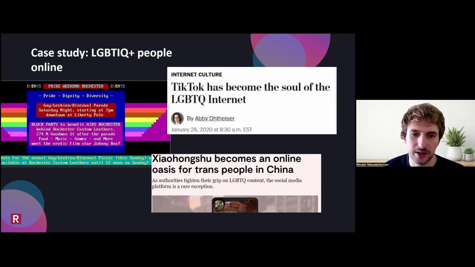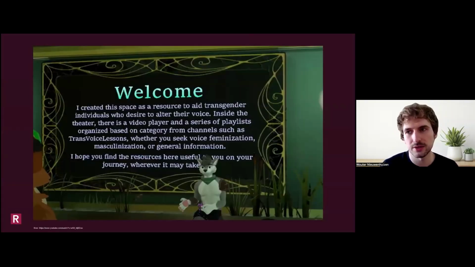And also this app, I can't pronounce it correctly, I'm sorry, Xiaohongshu, which becomes this oasis for trans people in China. So we see actually that this spectrum is very broad. On the one hand, people are really subjected to hate. On the other hand, there is a lot of potential. And here we see an example of how trans people designed a space in virtual reality where they can practice the feminization or masculinization of their voice. So they can practice with each other on how they can change their voice to be better aligned with their gender. So there are a lot of these kinds of examples of how people are trying to use the internet and online environments as a way to connect and express themselves.